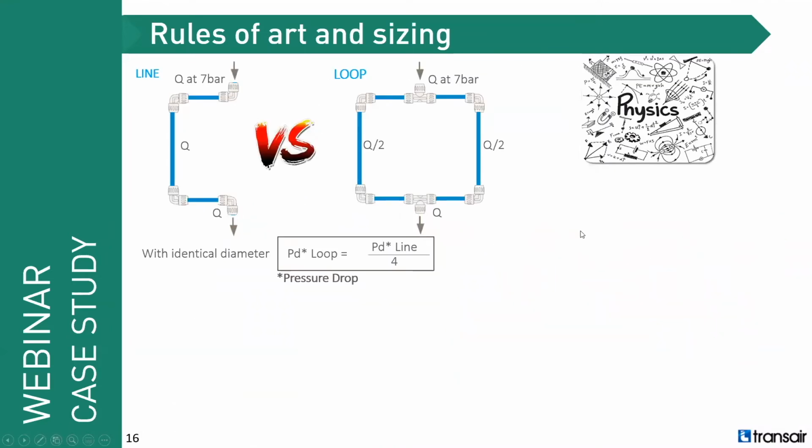Regarding the reduction of diameter, as I said, here we have a quick example where I compare a line and a loop. In that case, we have a flow rate, Q, at the beginning of a line and at the beginning of a loop. In the line, you can see that the flow Q is going to be constant all the way, and we're going to have a pressure drop. But in the case of the loop, that flow rate Q is going to be divided by half at the entrance of the loop.